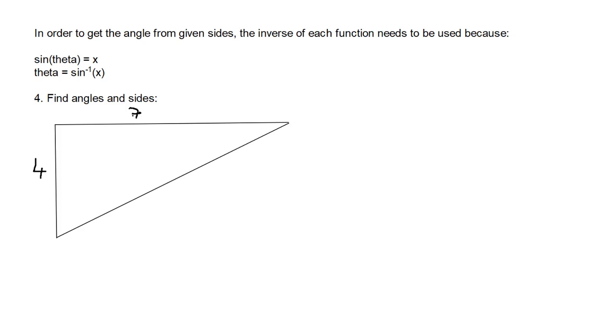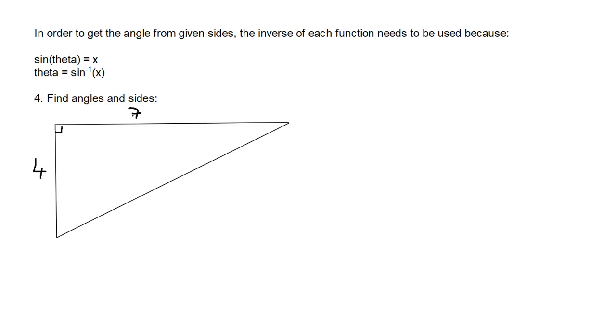So, if you want to get the angles from the given sides, you have to use the inverse of each function. Well, I forgot to make this a right angle triangle. It has to be a right angle triangle, or else it will not work with trigonometry, right? We'll tell you cases where it will work, but in this case it doesn't work. So, find angles and sides.